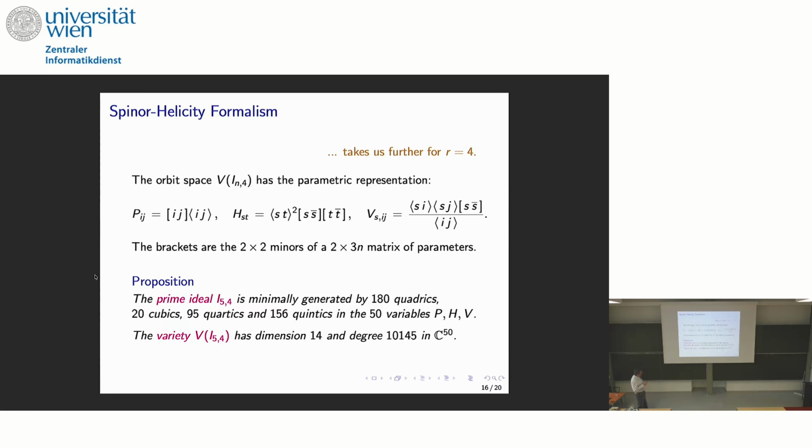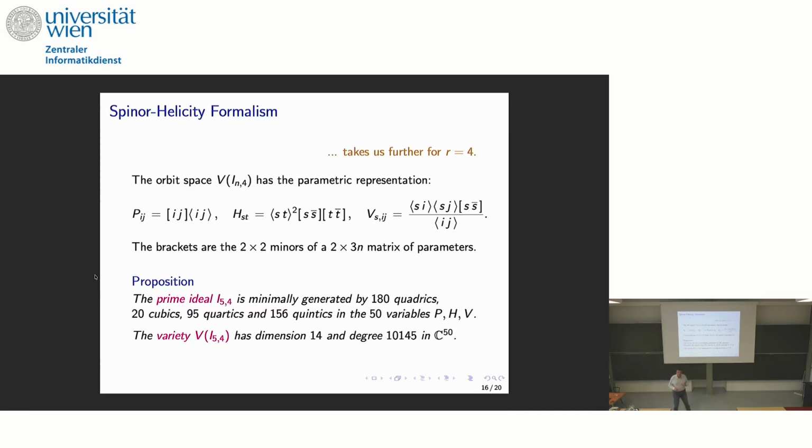Well, now we can actually go further. For example, the prime ideal I54, this is 5 fields in flat lambda cosmology, is minimally generated by a bunch of things: 180 quadrics, 20 cubics, up to 156 of degree 5. Now there are 50 of these variables. And this variety again has dimension 14 and degree 10,145. So because of this parametrization, we were able to go further in the algebraic computation.